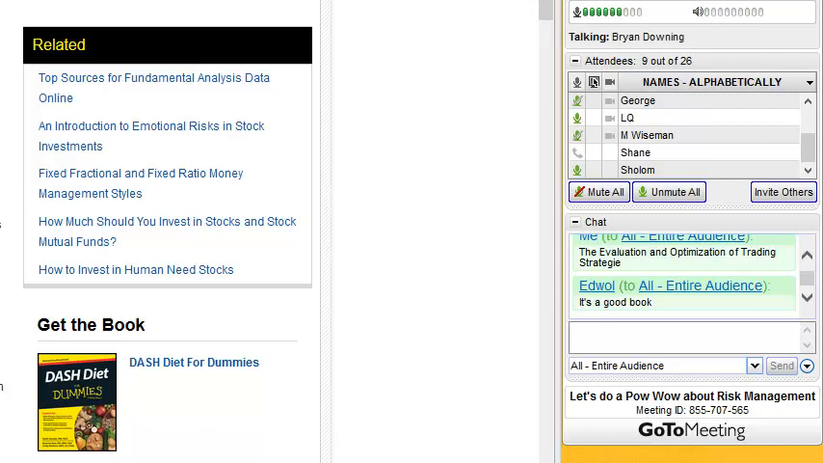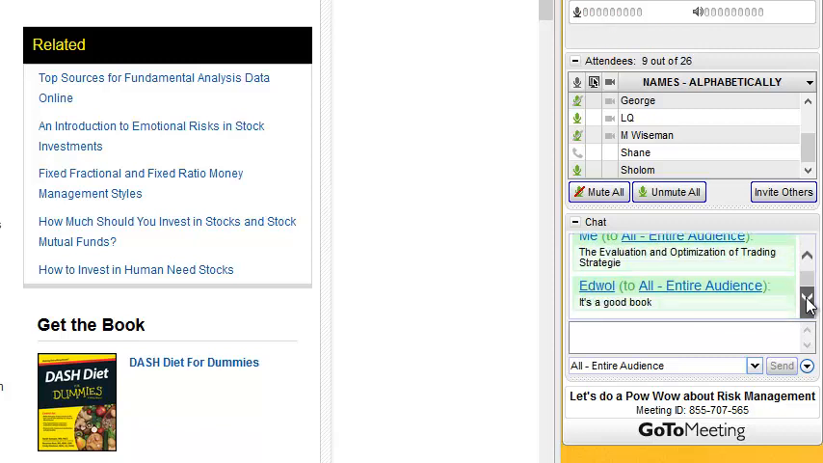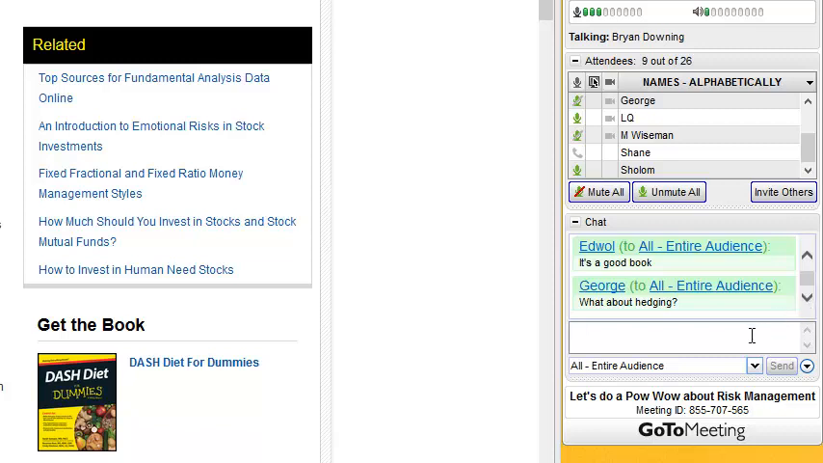Anything else at all for people? In terms of risk management, is there anything else we haven't attacked or talked about? How do you guys feel about portfolio management? Hedging, very good. What do you say, George?